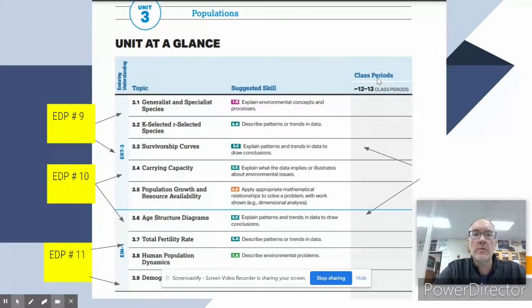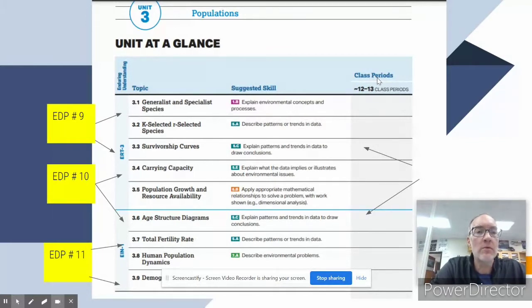Here to talk a little bit about populations, Unit 3. Unit 3, we're going to break down into 3 Ed Puzzles. You can see number 9, which you're looking at right now, having to do with generalists versus specialists, K selected, R selected, and survivorship curves. Mainly dealing with non-human populations.